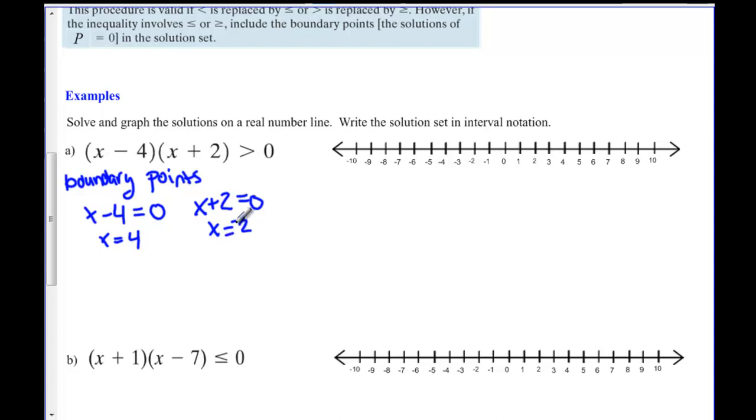All right, so we have x is 4. So we have one right here. And x equals negative 2. So we have one right here. Again, these are the boundary points. So once we have the boundary points, we're going to need test values. I always set this up as a chart because it just helps me. So I'm going to need a test value.